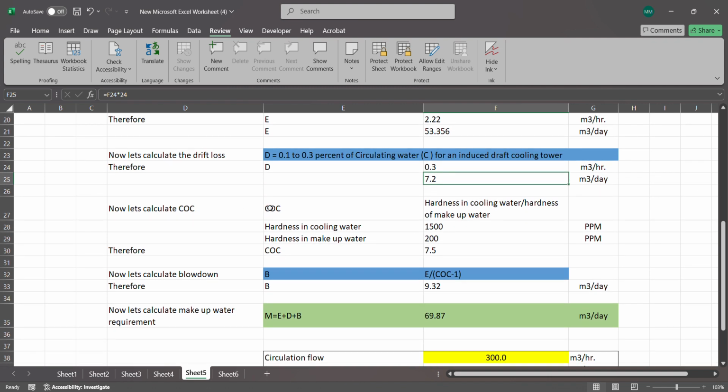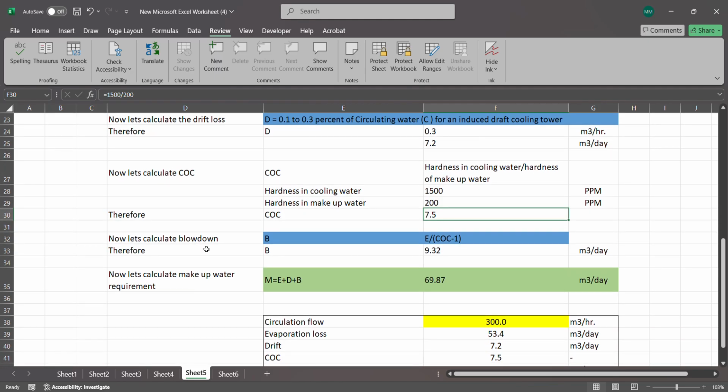Now let's calculate the COC. COC means cycle of concentration. You may know that in a cooling tower, as the water circulates time and again, its hardness goes up due to the air and other impurities getting in contact. Suppose in your facility you have 1500 ppm of hardness in the circulating water, and the makeup or soft water you are using has 200 ppm of hardness. You just have to divide 1500 by 200. You get the cycle of concentration, that is 7.5.